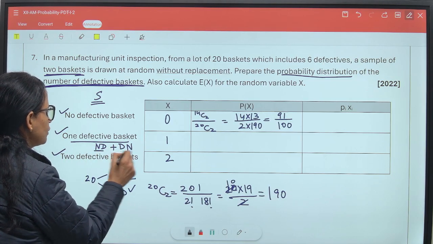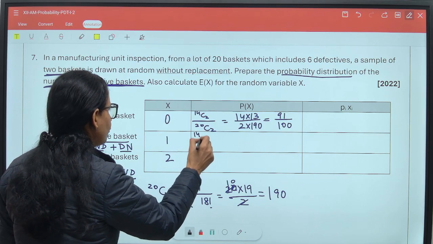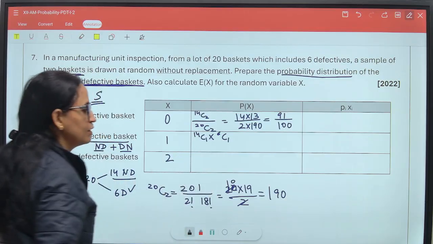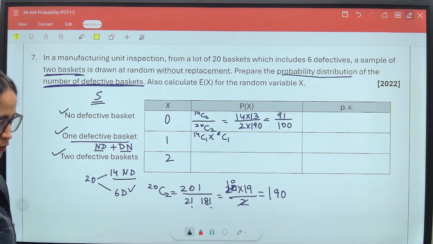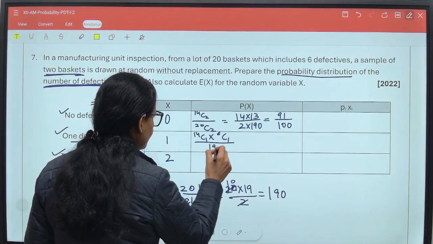It could be any of these two combinations. So how do we find the probability of one defective and one non-defective basket? You are choosing 14C1 and 6C1, one from the defective lot, one from the non-defective lot, right? And then divided by the sample space, that is 190.